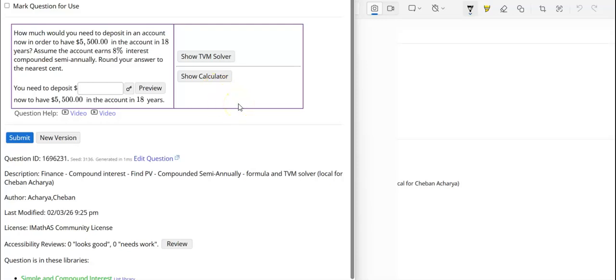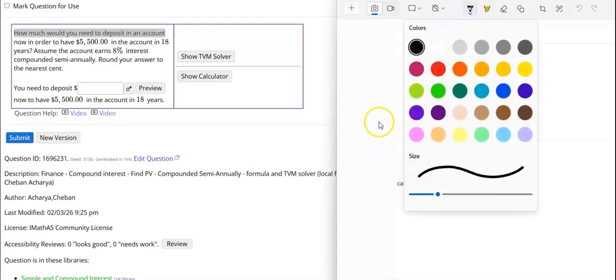Okay, this is another compound interest question where we've got to find the deposit value. The question asks how much you need to deposit in an account. So here the question is asking for present value. Notice that: how much you need to deposit in an account.